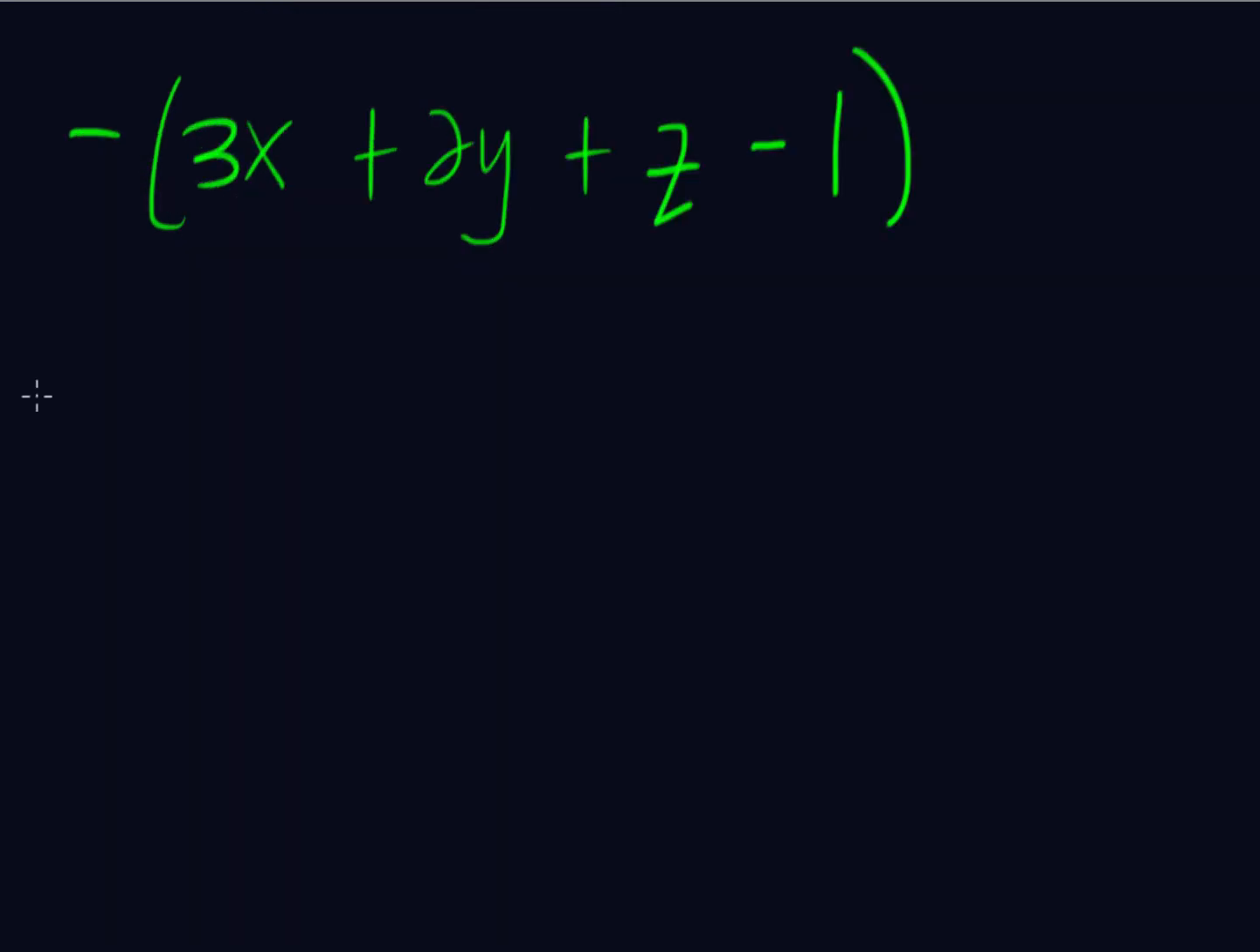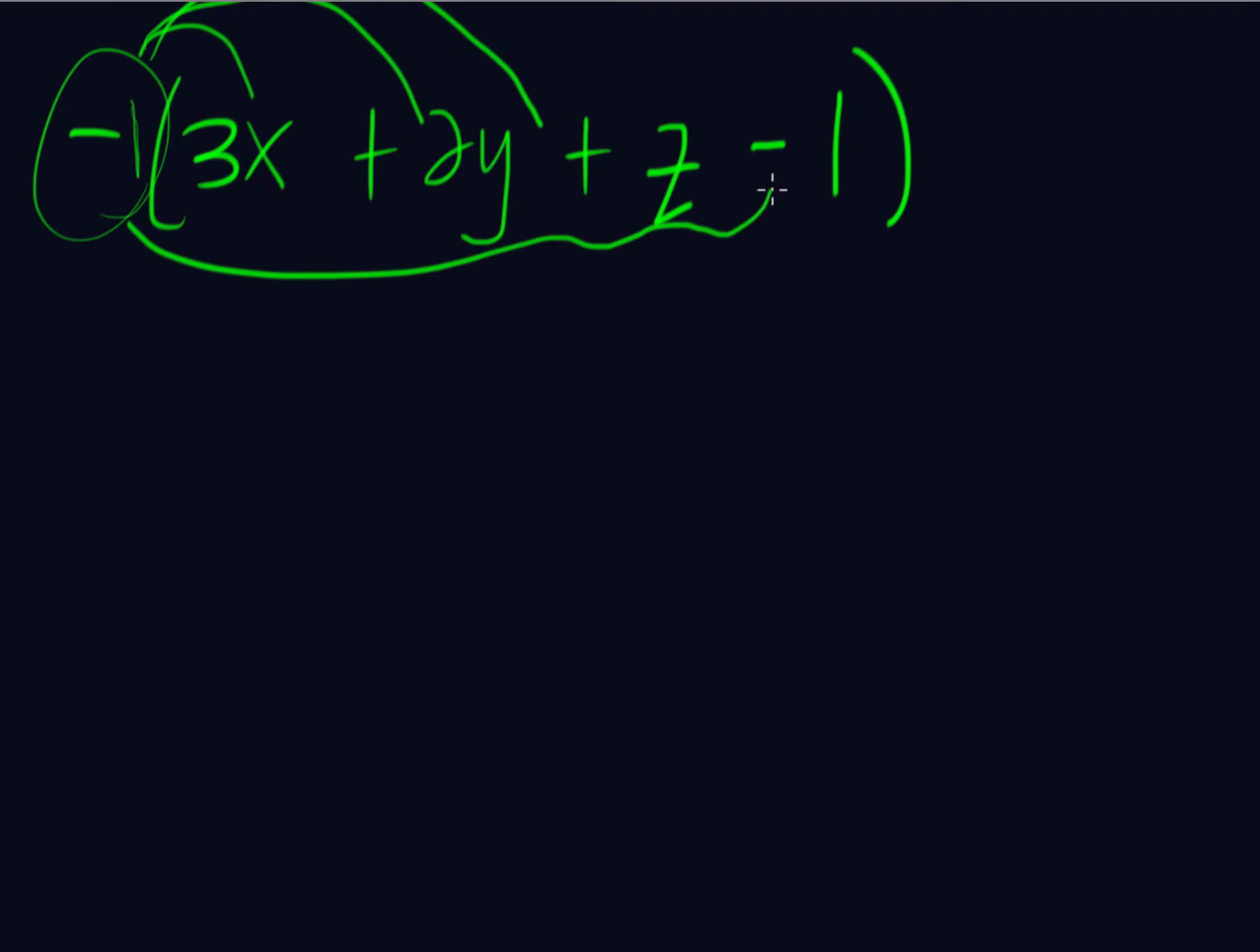In this example, we have a negative out front, just a negative. We can assume that's a negative 1. Negative 1 times 3x plus 2y plus z minus 1. So we distribute that negative 1 to everything behind the parentheses.